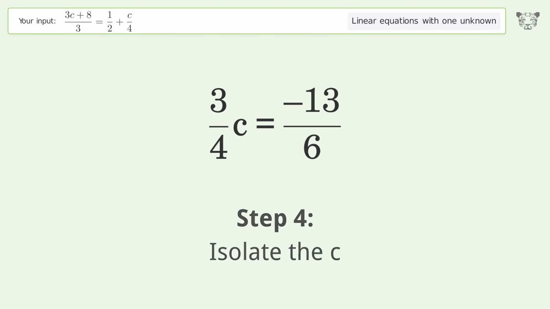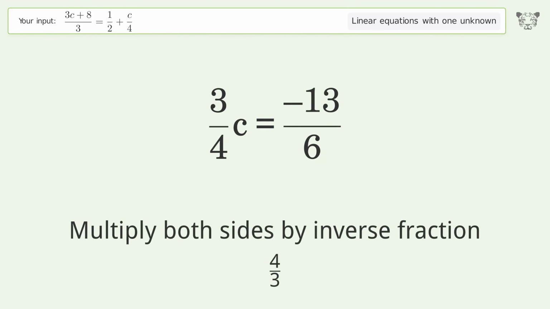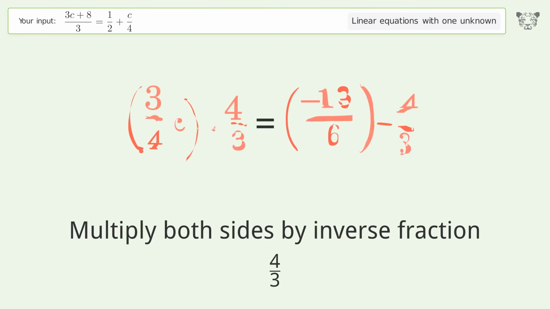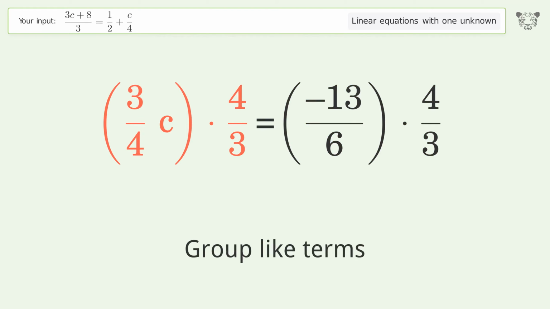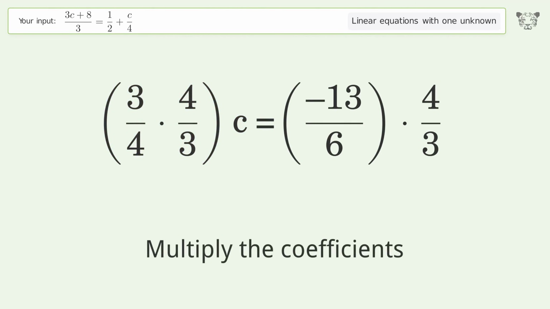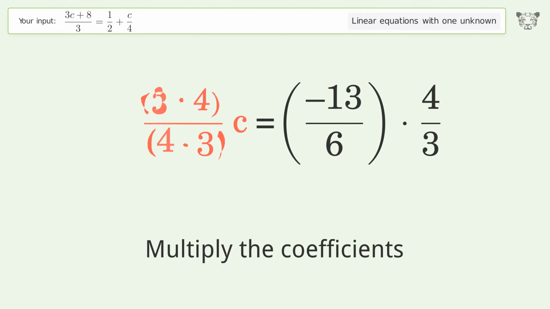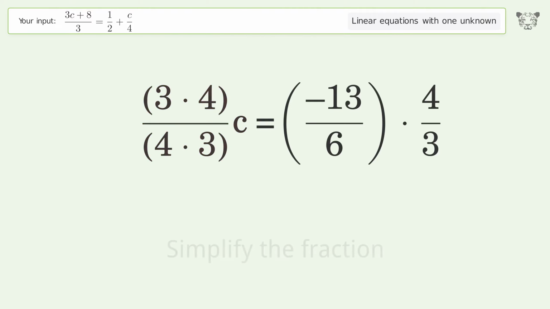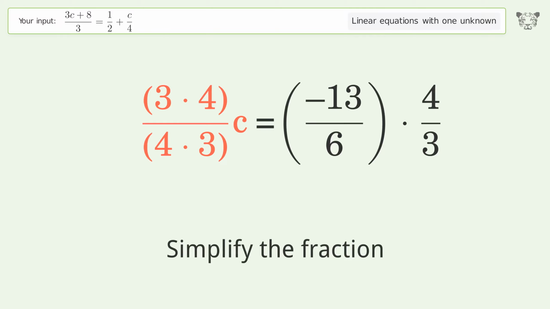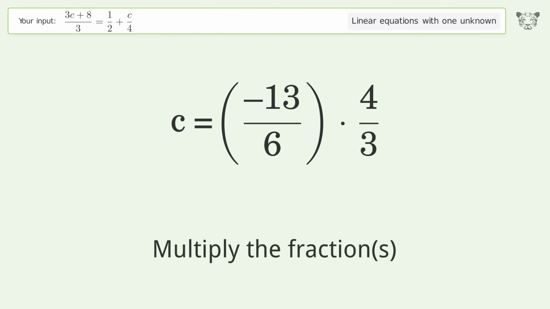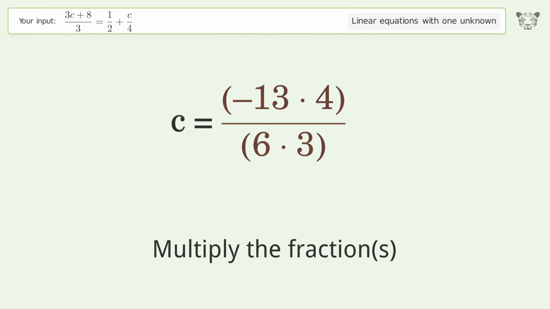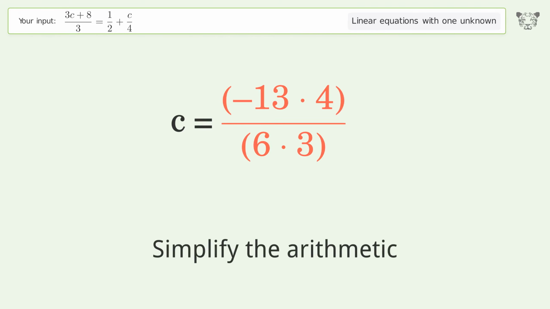Isolate the c. Multiply both sides by inverse fraction 4/3. Group like terms. Multiply the coefficients. Simplify the fraction. Multiply the fractions. Simplify the arithmetic.